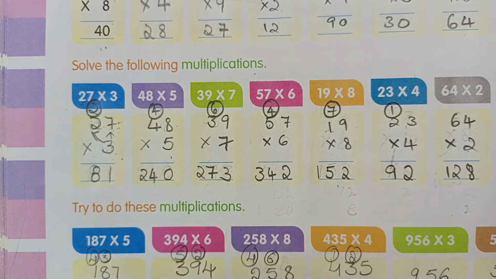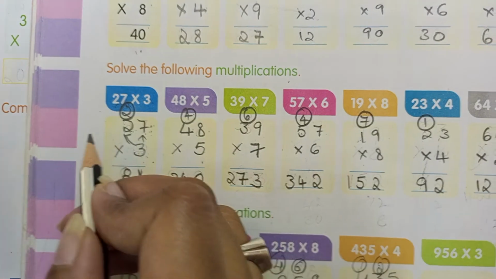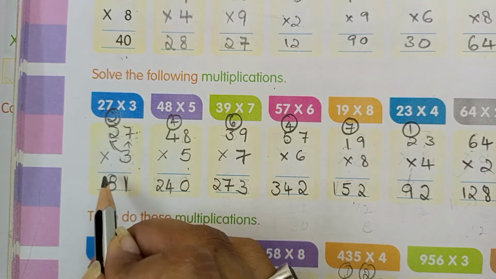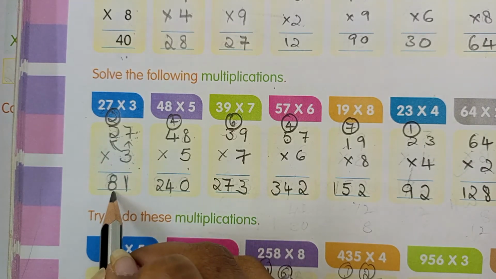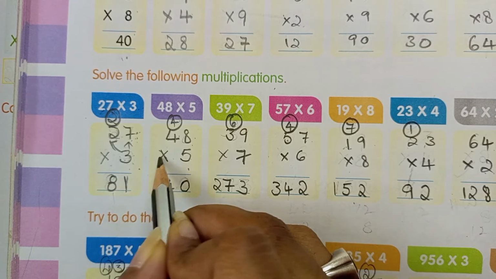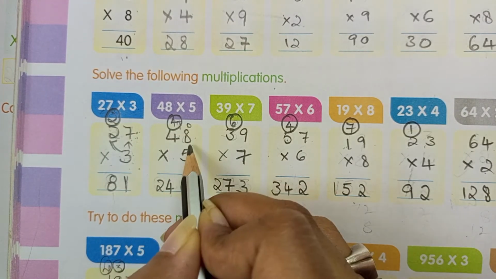3 sevens are 21. 1 in the ones place, 2 carry out to the tens place. 3 twos are 6. 6 plus 2, 8. 48 into 5. First multiply with the ones place and again with the tens place.